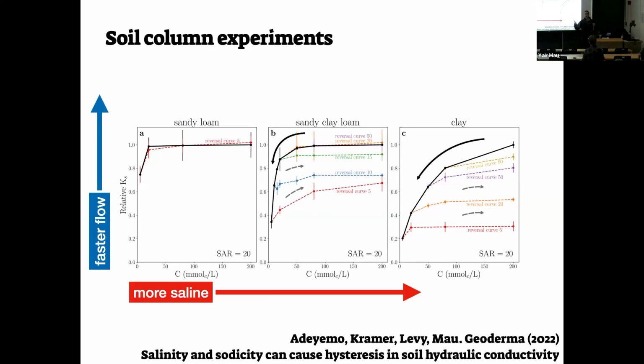The expansion of the soil due to sodium cations, we can associate that with the amount of clay in the soil. The more clay, the more we expect the soil to expand and become impermeable to the flow of water. So we tested that for different concentrations. So this is 10%, 25%, and 45% clay.